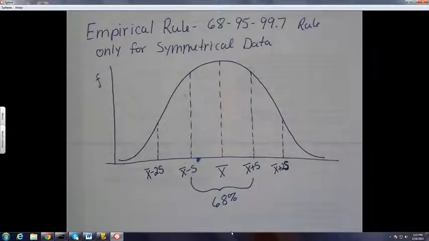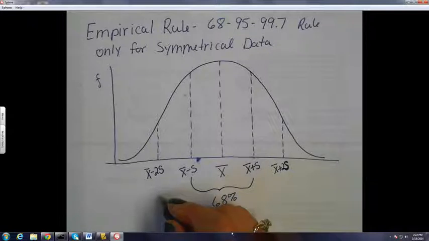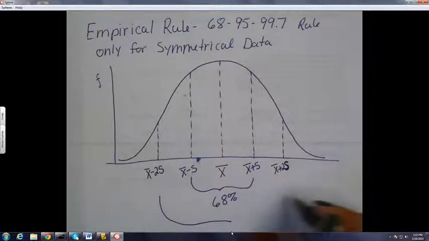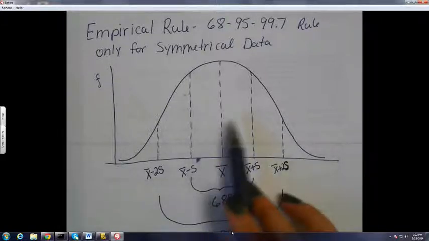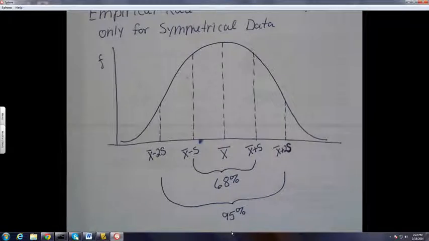So what percent of our data do you think is in those 4 chunks? 95. It is 95. 95% of your data is going to fall within 2 standard deviations of the mean. I want to go back because I forgot the individual percentages in here. So let's go back to the first 2.